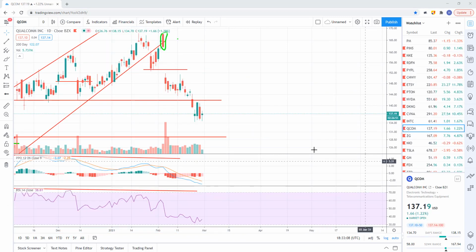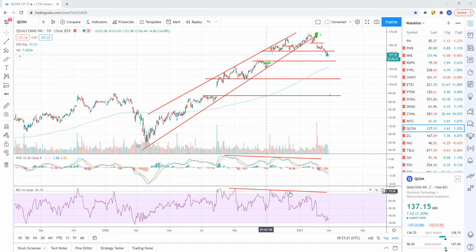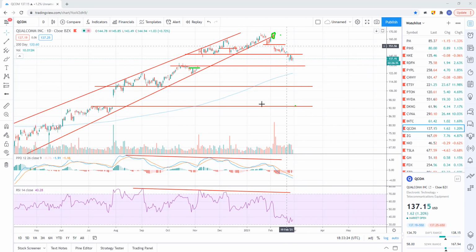Okay, the other one that I took off is this Qualcomm trade. Again, I got short right up here, which I have circled. This was a nice clean uptrend, and we had negative divergence continuing to build. And then we got the sell signal right there.